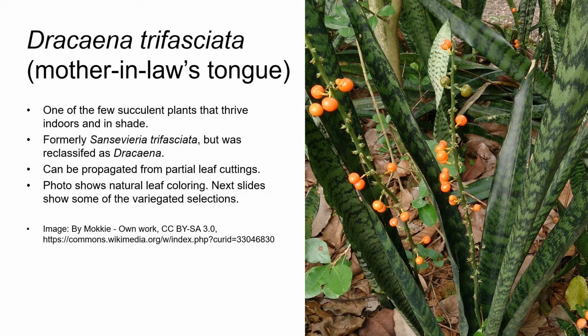One of the best-known houseplants is mother-in-law's tongue, or snake plant. That's one of the few succulents that thrive indoors and in shade. It was formerly known as Sansevieria trifasciata, but was reclassified a few years ago in the genus Dracaena. Mother-in-law's tongue can be propagated from partial leaf cuttings, which I'll talk about in a minute. The photo on the right here shows the natural leaf coloring of this plant.